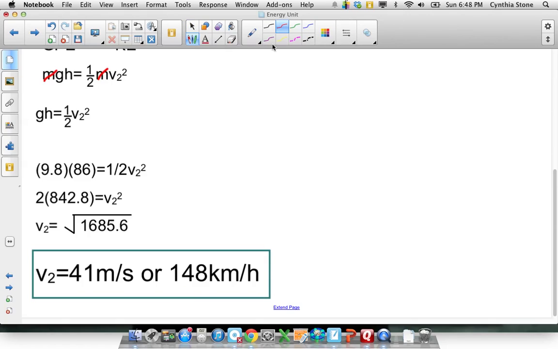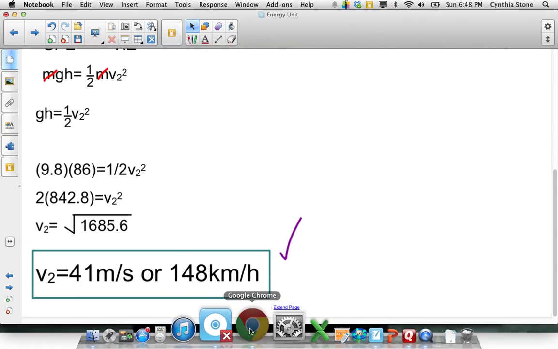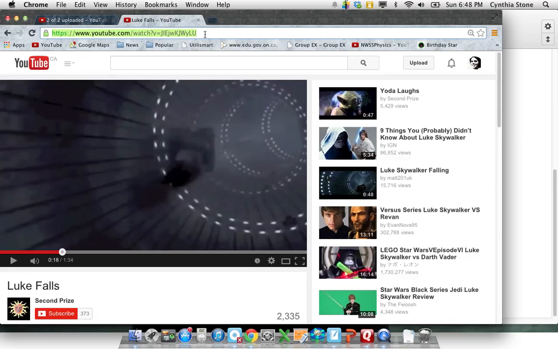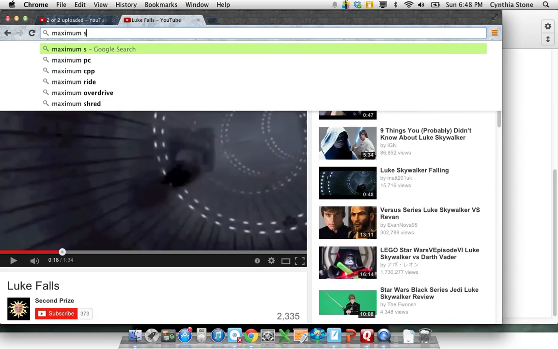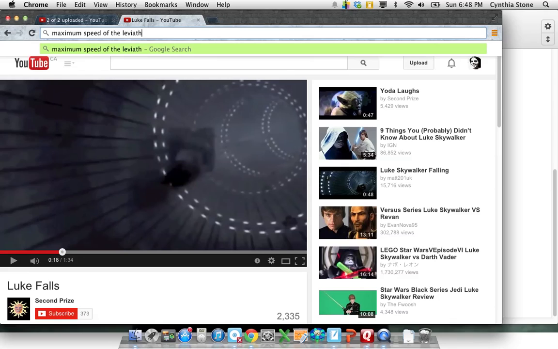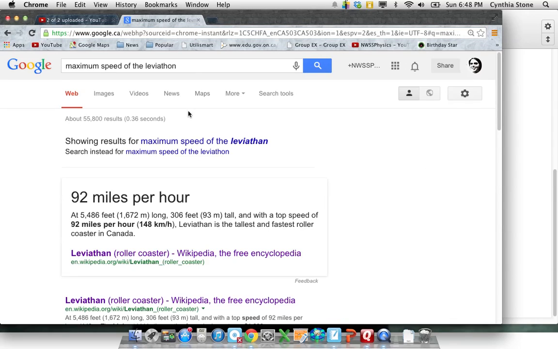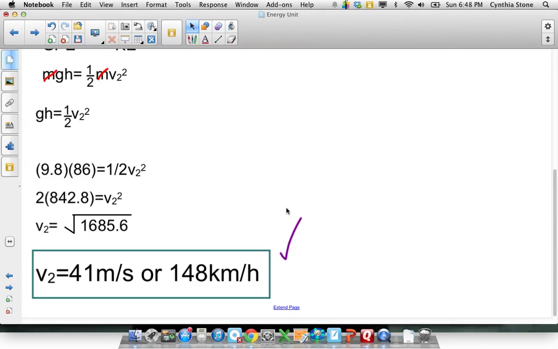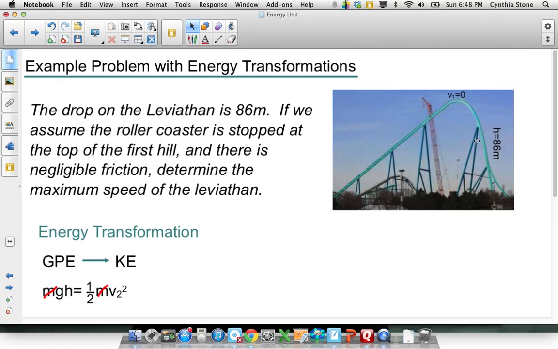And I know that's a good answer because we could Google that. We could Google that, maximum speed of the Leviathan. Let's see what it says. 148 kilometers per hour. Yeah. Now there, see it says 93 meters. You might say, well, what's the difference? That's because that's 93 meters off the ground, right? But we're talking about the drop of the Leviathan, and that's what we care about in these questions, okay?